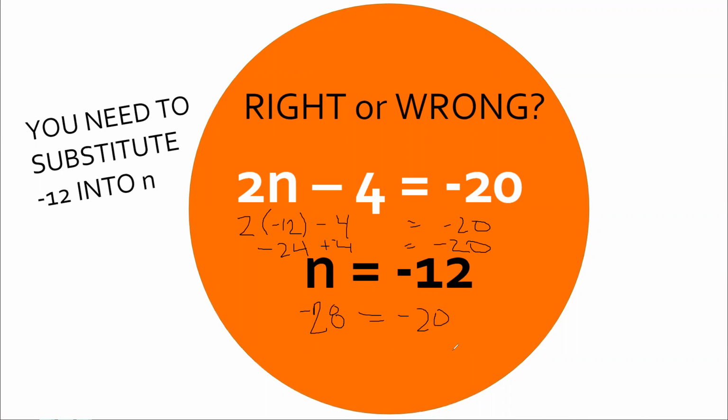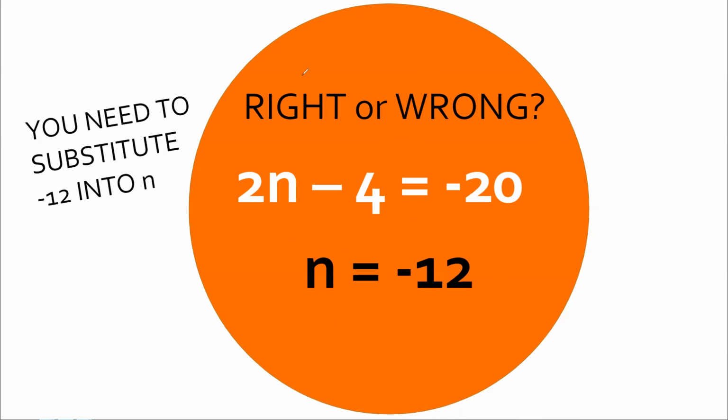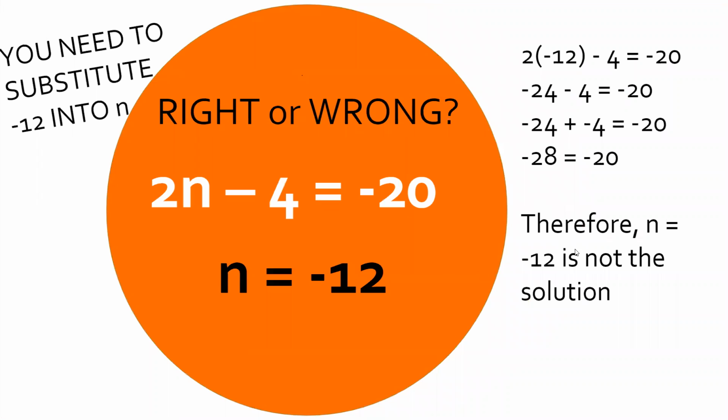There's no more simplifying I can do, and this says negative 28 equals negative 20. That is not a true statement. So this problem is wrong. That is the wrong answer for it. And there's my work laid out a little bit nicer.